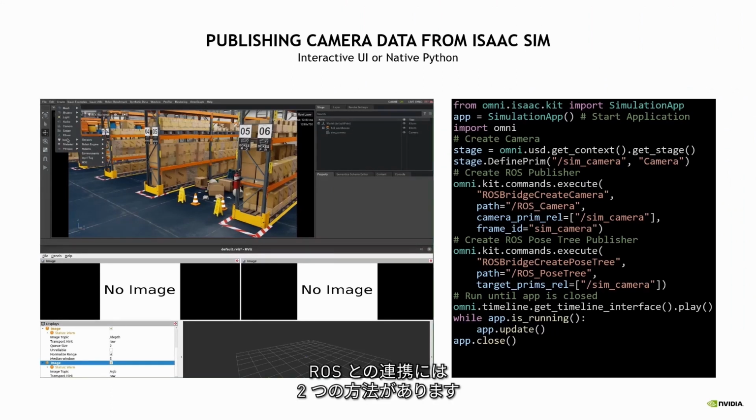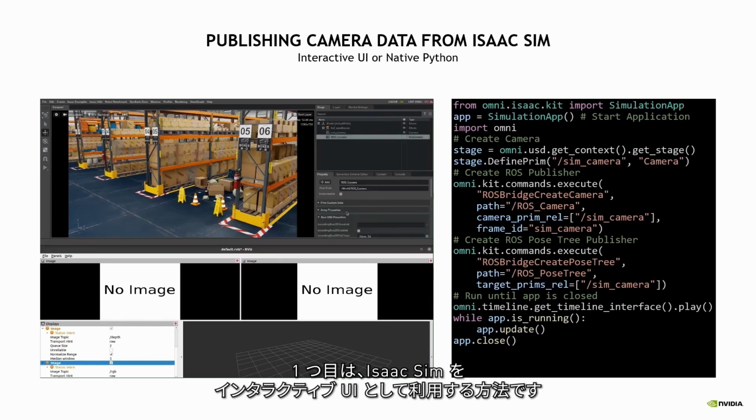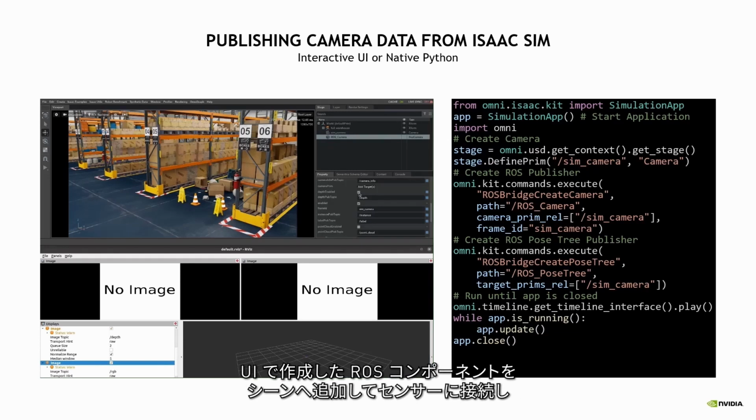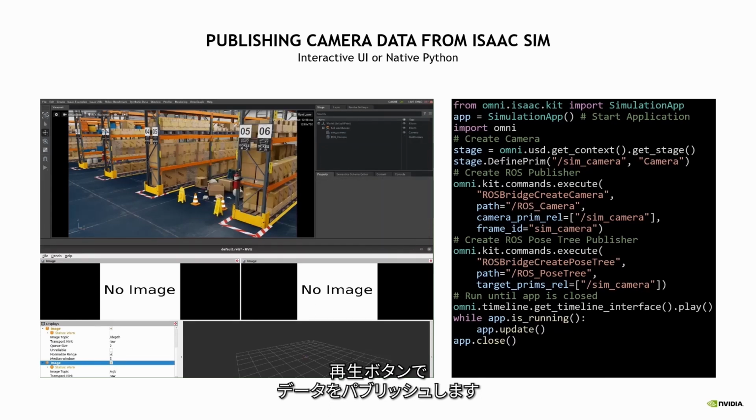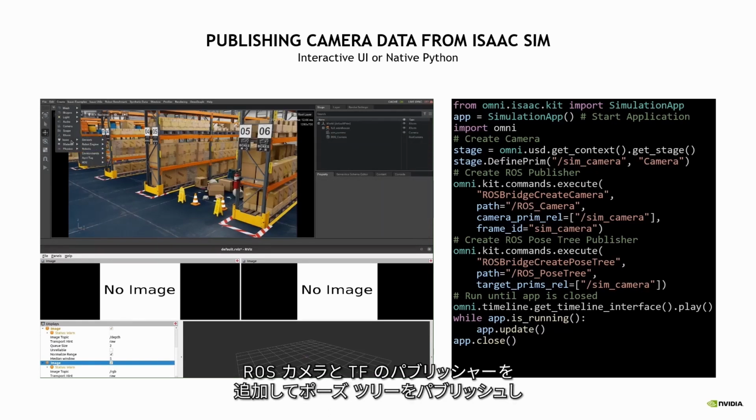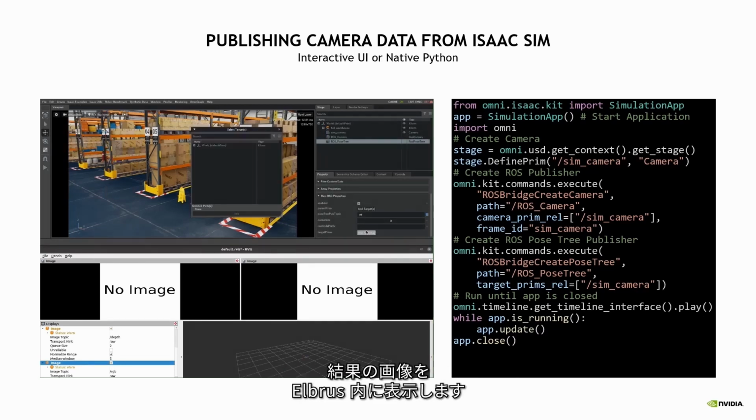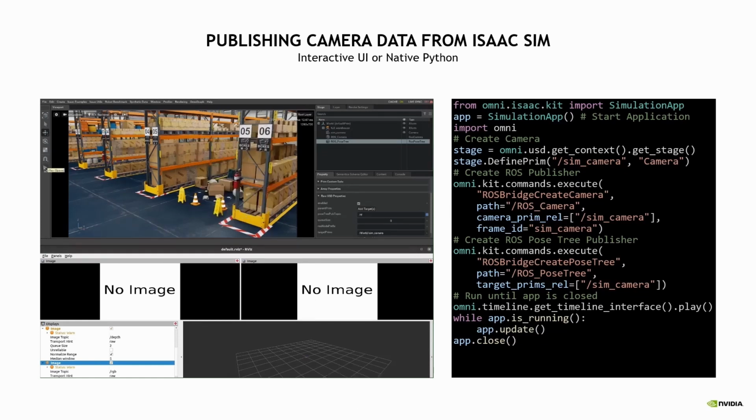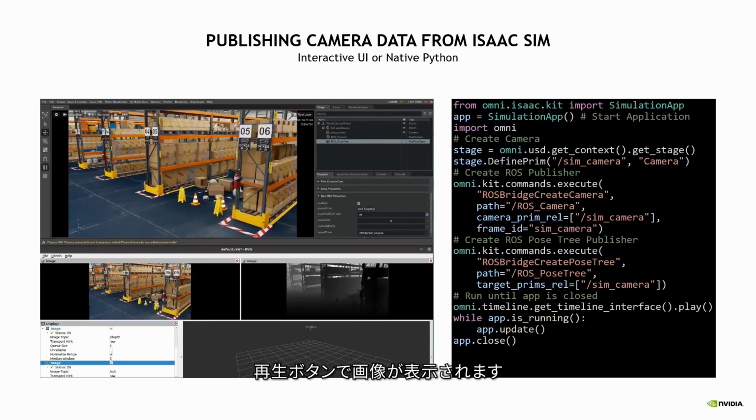There are two different ways you can interact with Isaac Sim and ROS. The first, shown on the left, is where you can start Isaac Sim as an interactive UI application. Here you can create ROS components via the UI, add them to your scene, connect them to sensors, and then press the play button to publish their data. Specifically, here we're adding a ROS camera publisher and a TF publisher to publish the pose tree and show the resultant image inside of RViz. So hit play, and then you can see the images there.